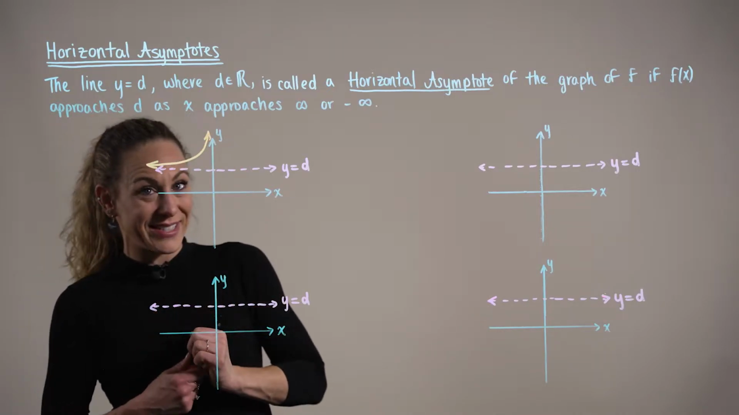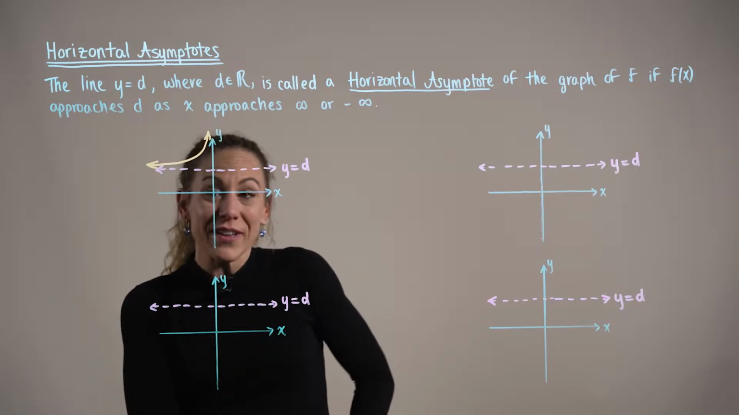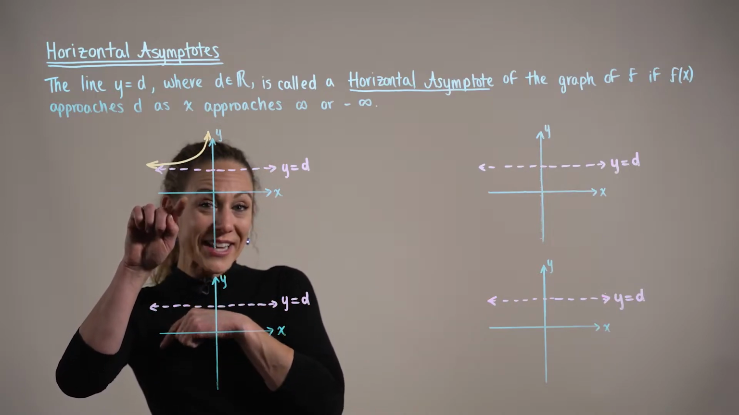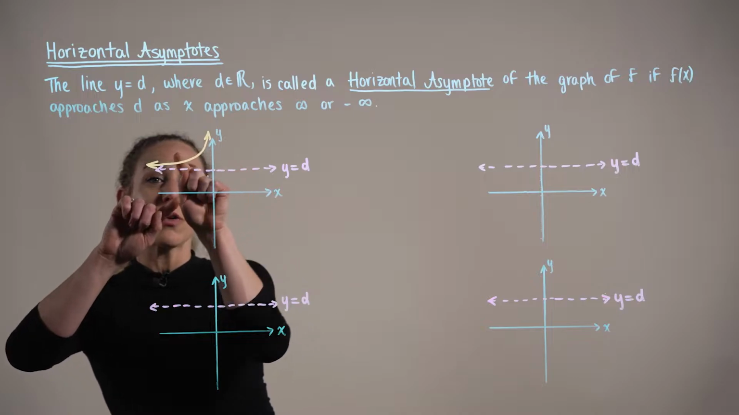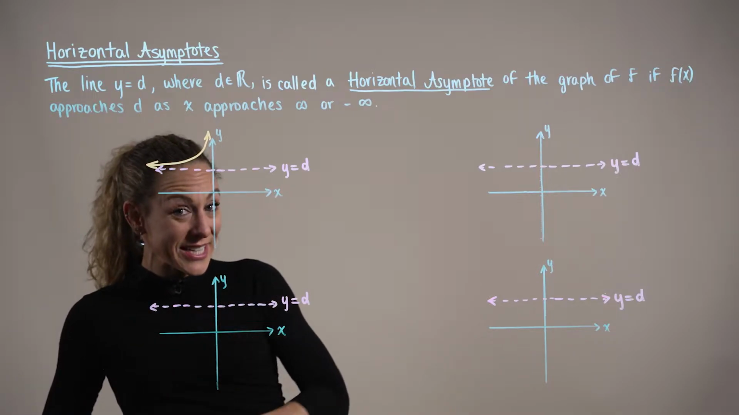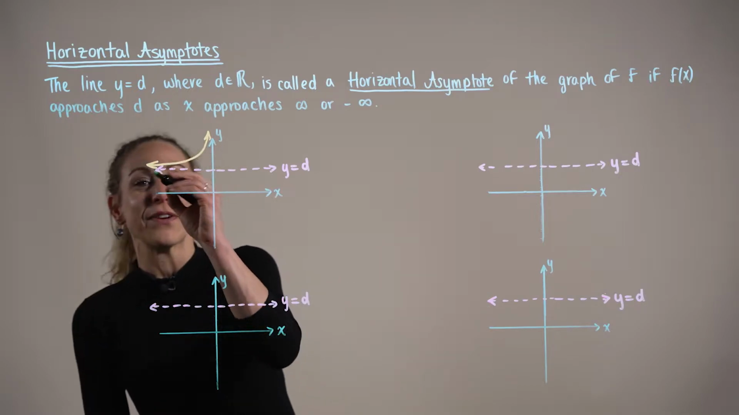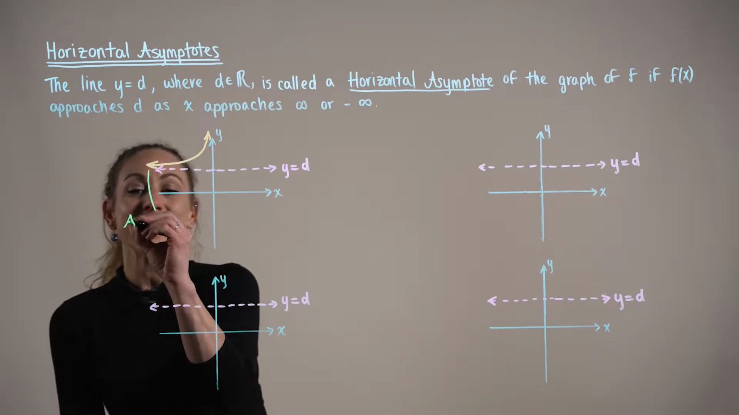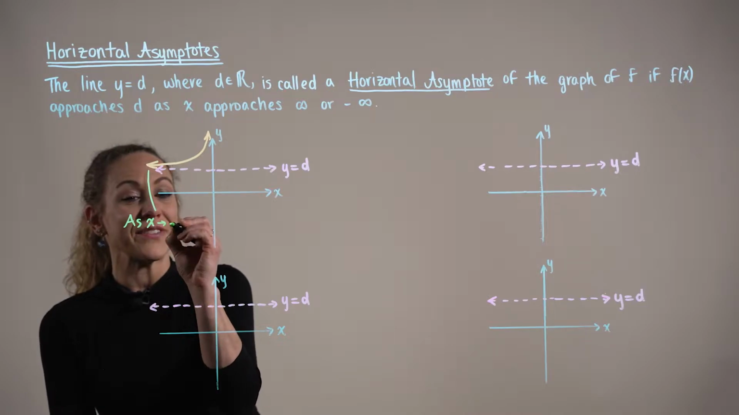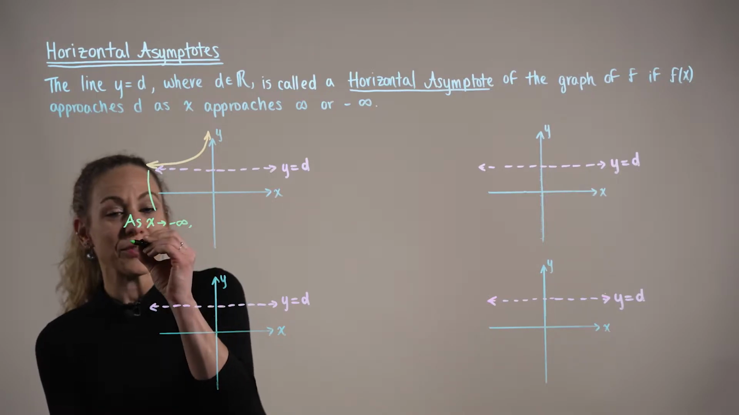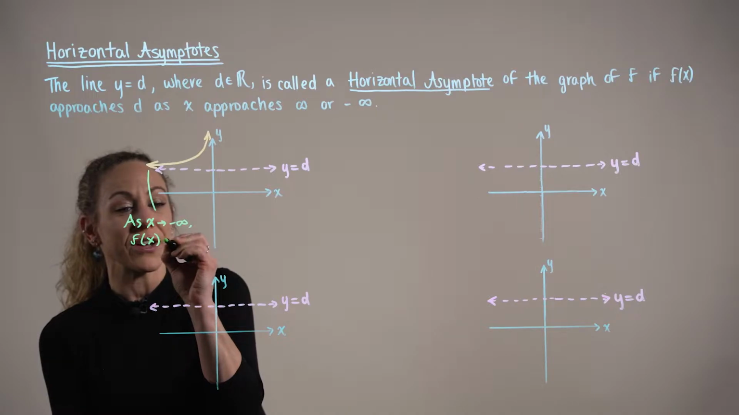So first, let's suppose that the graph of the rational function looks something like this on the left-hand side of the y-axis. So observe that as x is approaching negative infinity, the y values are approaching that line y equals d, but never crossing. So using our infinite end behavior, we can say that as x is approaching negative infinity, y approaches d, or f of x is approaching our constant d.